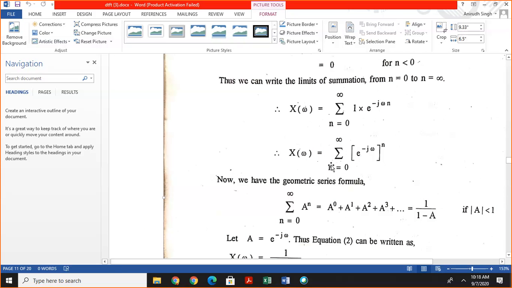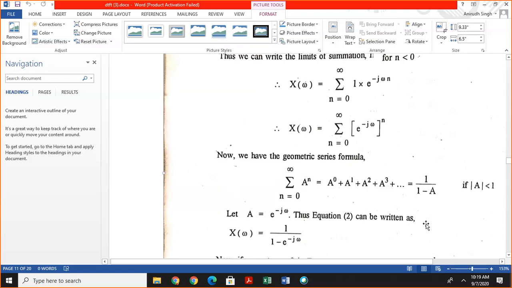Then X of omega is equal to the summation from n equal to 0 to infinity. We can write this expression like this, and this is a geometrical series. The sum of a geometrical series from n equal to 0 to infinity of a raised to the power n is given by 1 by 1 minus a, if the magnitude of a is less than 1.